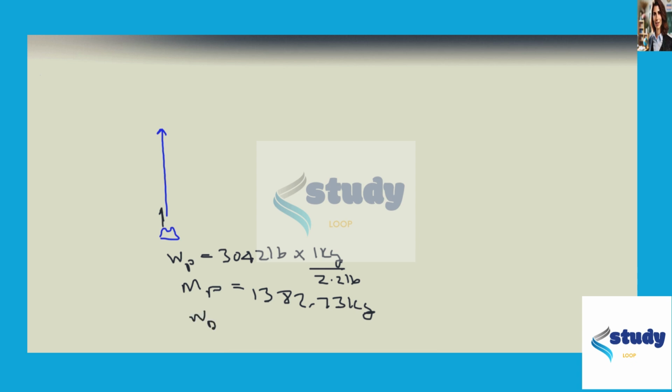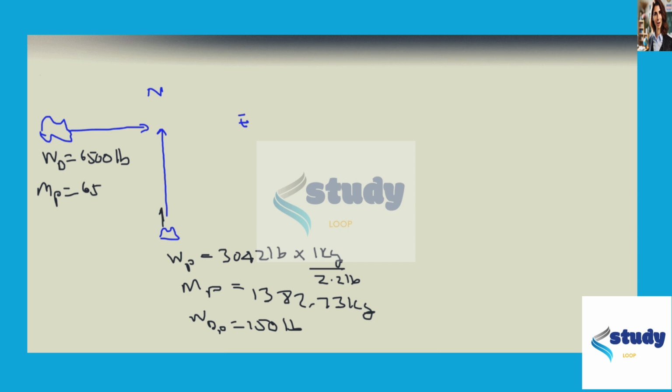The weight of the driver inside of the Prius is given as 150 pounds. That's the information we're given. There's a Dodge Durango that's traveling eastward. So this is east and this is north. The weight of the Durango is 6,500 pounds. And so we want to get the mass of that.